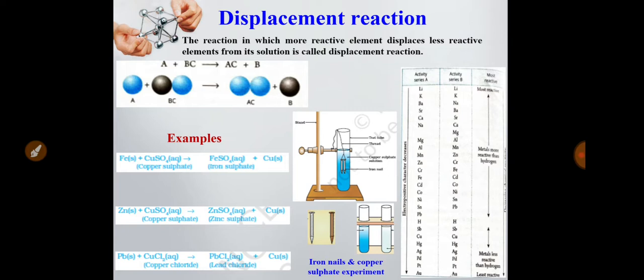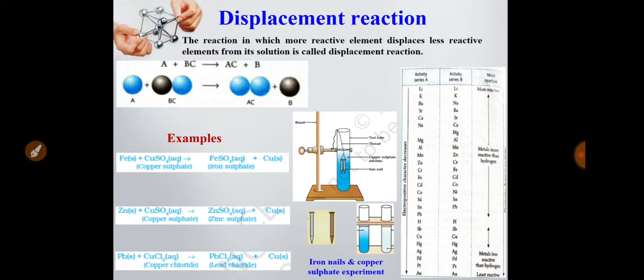For this there is an activity series, the reactivity series. From this series you can see that from top to bottom the reactivity decreases, that means the upper side elements or metals or groups are more reactive and the lower side elements are less reactive.